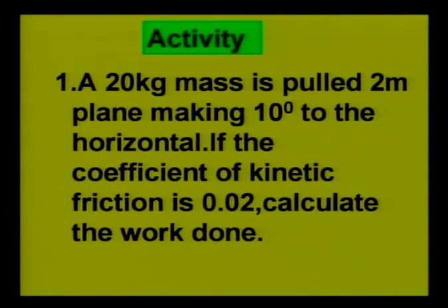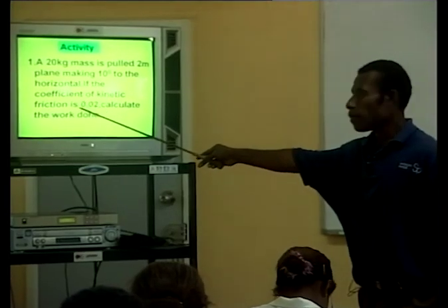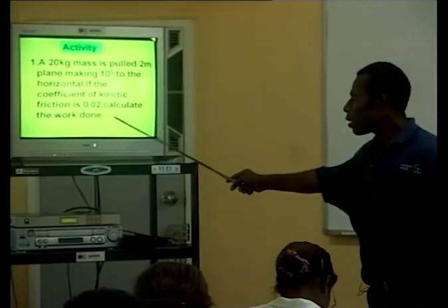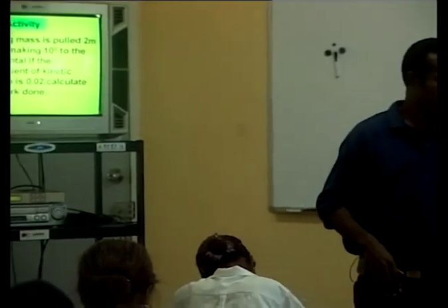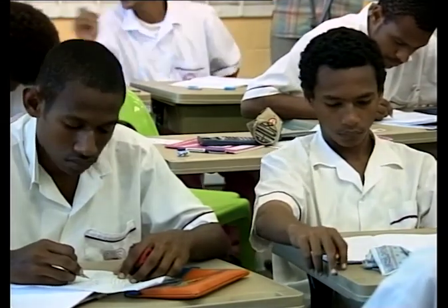Up the plane. What do you think? Yeah, up the plane, 2 meters up the plane. The question will be: 2 meters pulled up the plane, making an angle of 10 to the horizontal, if the coefficient of kinetic friction or static friction is 0.2. Calculate the work done. Okay, it is pulled up the plane.